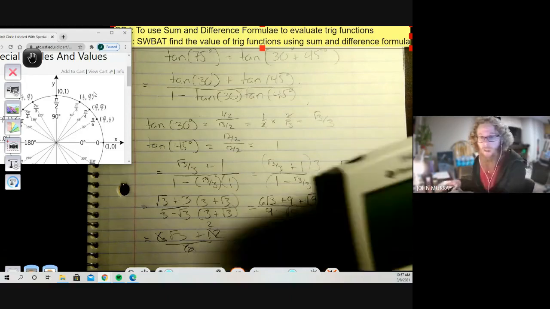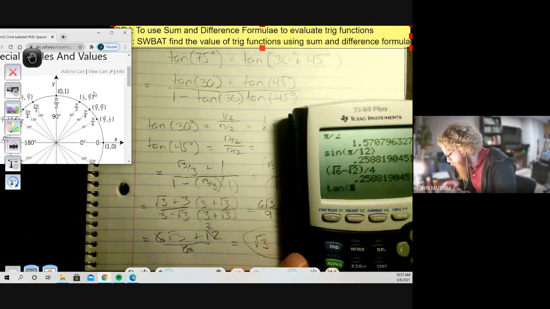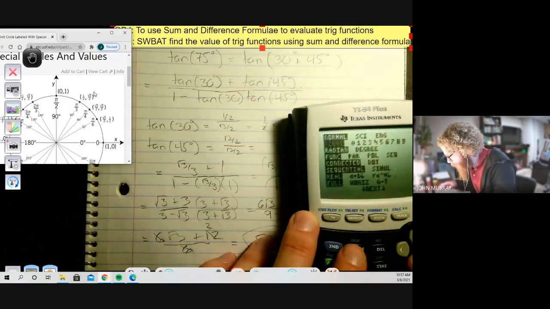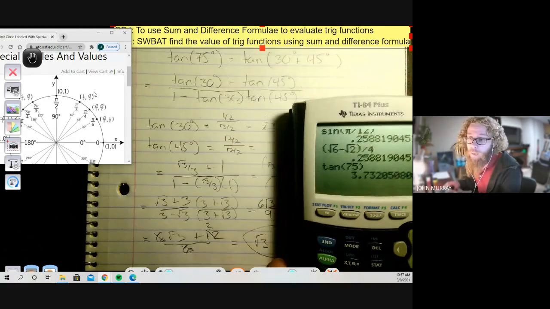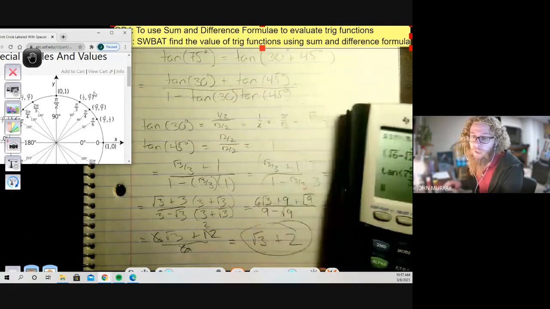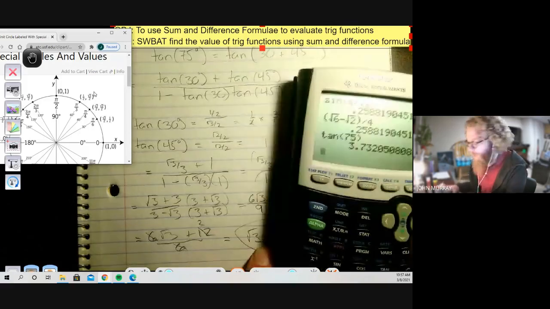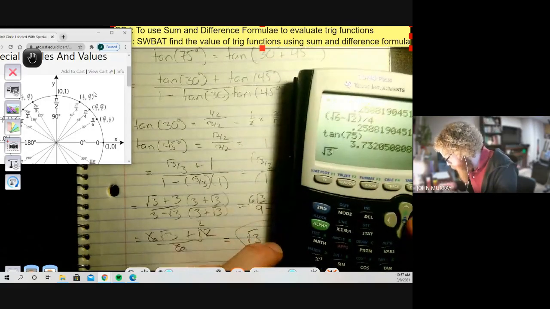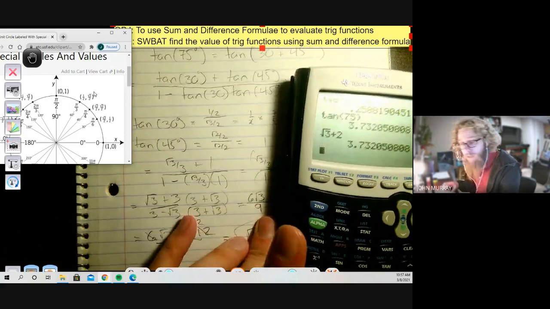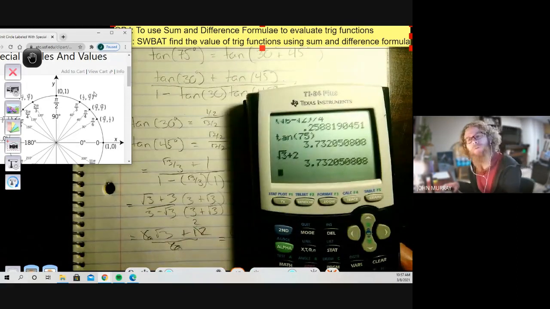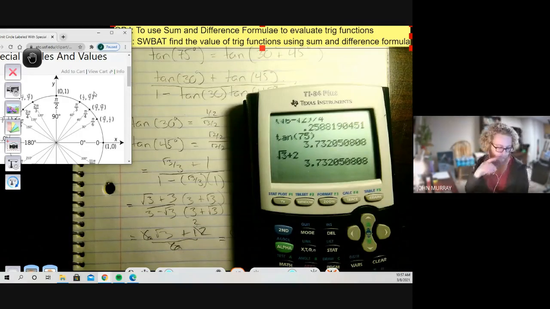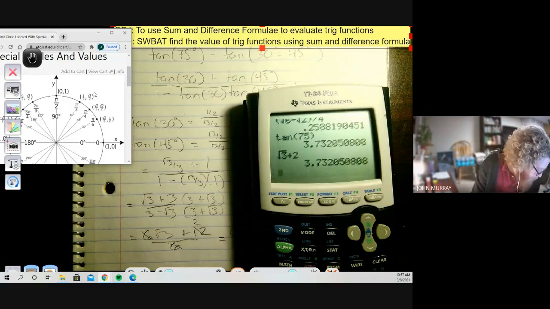All right, and real quick again, I'm just going to double check. So first I'm going to take the tangent. Oh, let me make sure I'm in degree mode. I'm going to take the tangent of 75 degrees. So I get about 3.732. Let me add root 3 plus 2. And that gets me the same exact thing, 3.732. All right. Any questions?